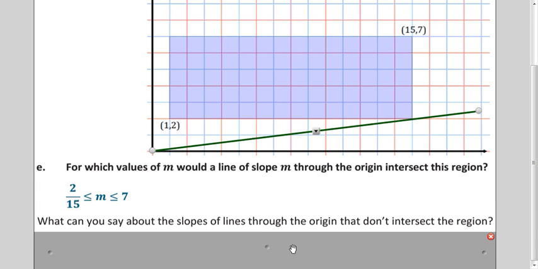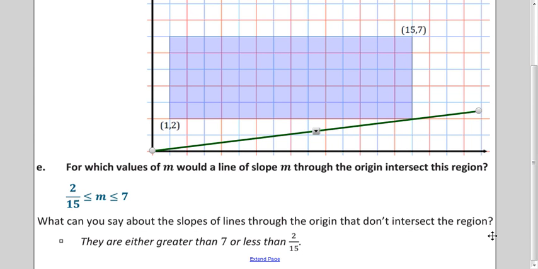So which slopes would not intersect that region? Well, if we take the opposite of this interval, that would mean that we have a slope that is either bigger than 7 or less than 2/15. Right? So any of the lines down here or lines up here, right?